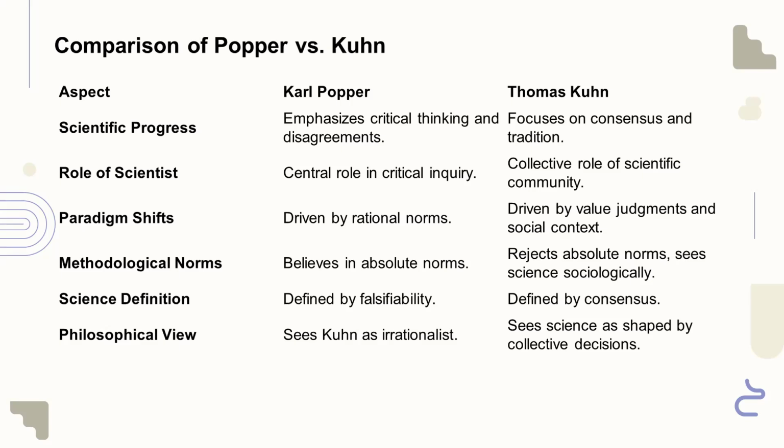Karl Popper believed that paradigm shifts are driven by rational norms, while Thomas Kuhn believed that paradigm shifts are driven by value judgment and social context. Karl Popper believes in an absolute methodological norm, while Thomas Kuhn rejects absolute norms. He sees science sociologically. Karl Popper defined science by falsifiability, while Thomas Kuhn defined science by consensus among scientists or researchers. Karl Popper sees Kuhn as an irrationalist, while Thomas Kuhn sees science as shaped by collective decisions.